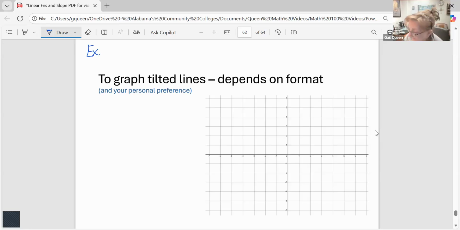Suppose they give you y equals negative 2x plus 3. First of all, is this a line? Yes, if you analyze the equation, it has both x and y, so your brain should be thinking a tilted line.